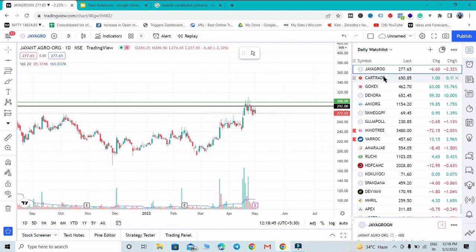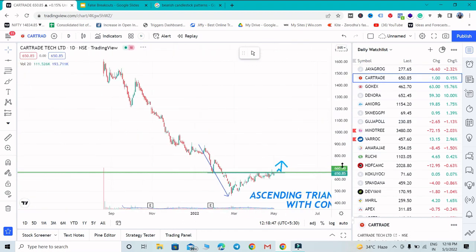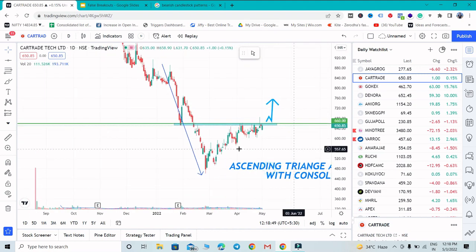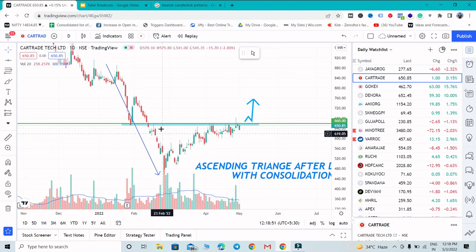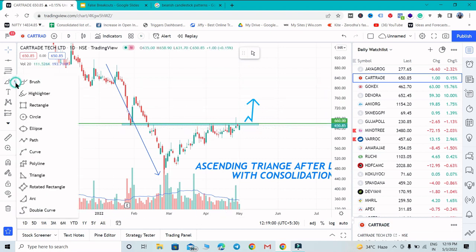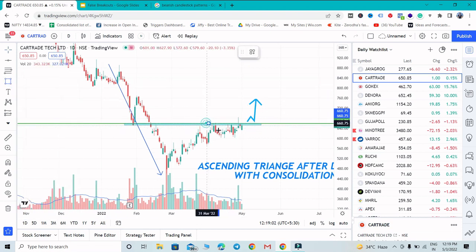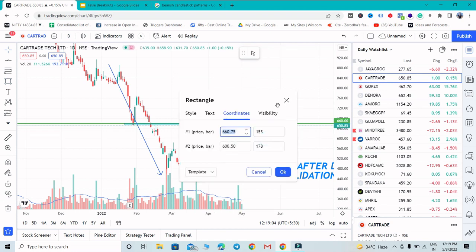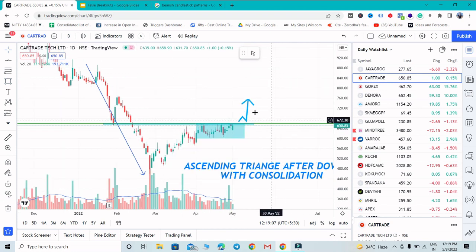So these are a few setups which I'm tracking, even Car Trade. Again, this is an ascending triangle pattern. This is the resistance, again with multiple touch points. Here once, then twice, thrice, four times, five times, and again it is spending time. So here we can see a good amount of consolidation in the stock, and now there are high chances that it will break out.